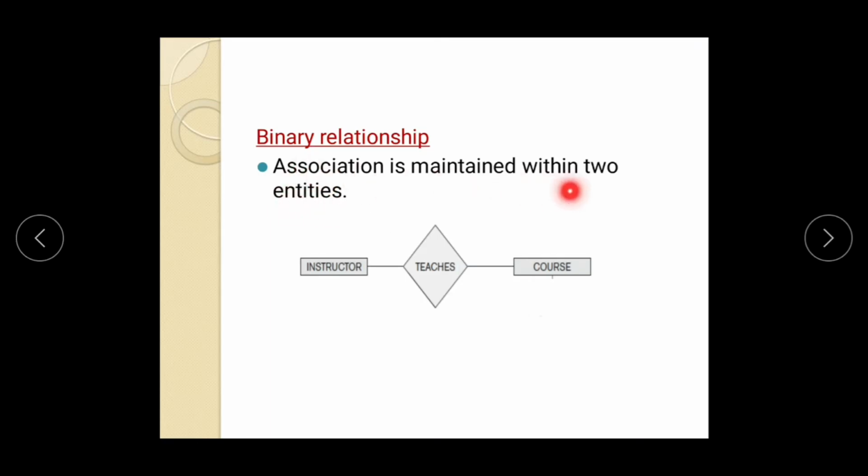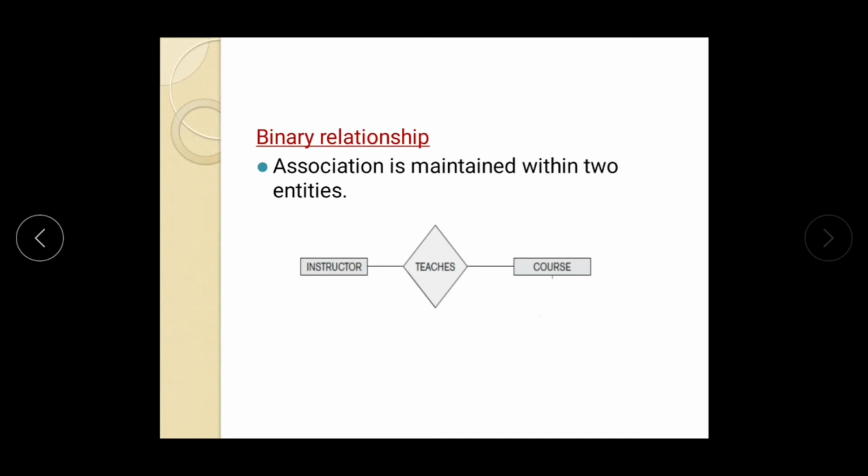Okay, so here association is maintained within two entities. So instructor, course. These are the two entity types. They are trying to relate to each other through a relationship type called teaches. So an instructor teaches courses. Clear? So this is the binary relationship.